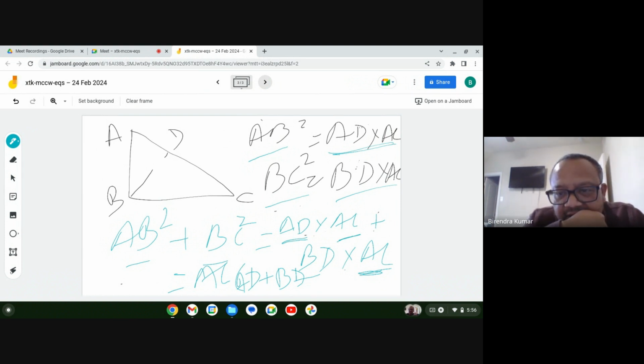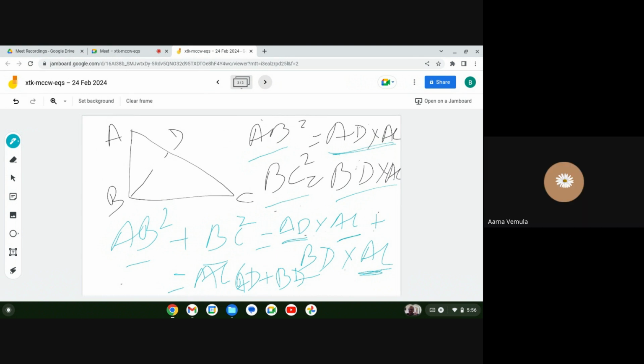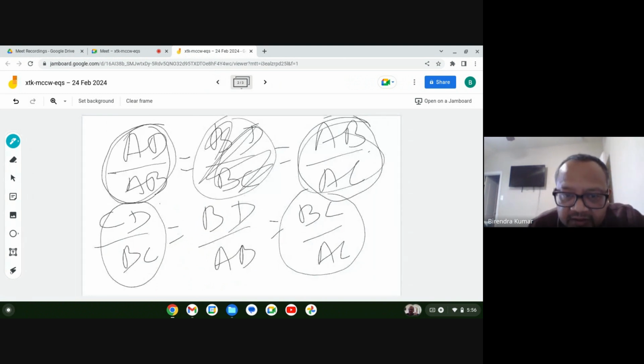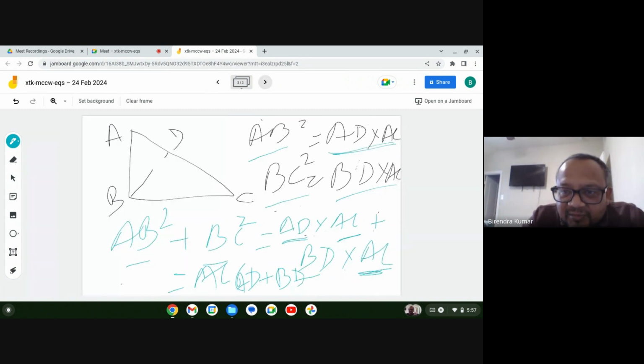This is not solving the purpose. Did I miss something here? Oh, wait. I think I made a mistake. It's not BD, it's CD. That's why I was thinking what had gone wrong here. The second equation is BC square equal to AC into CD. This is where I was going wrong.